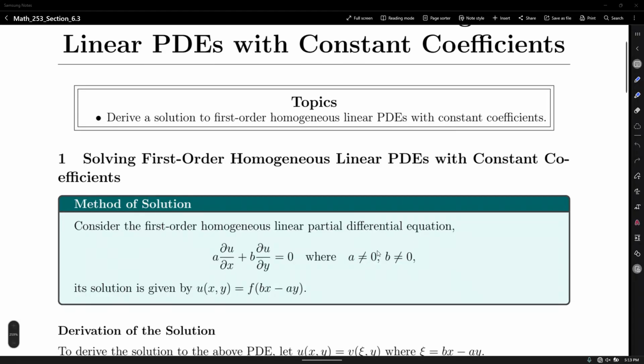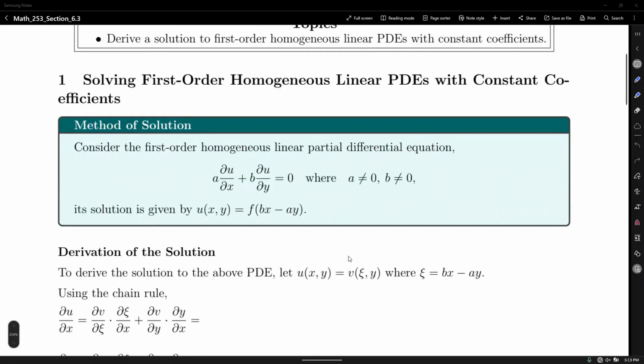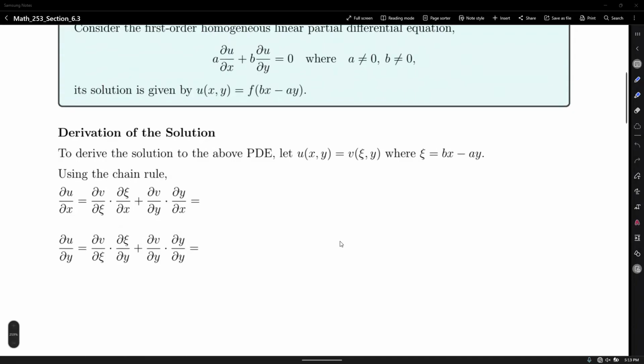So the solution, as you can see, is very boring here. It's just some function of bx minus ay. That's all it is. But the question here, how do we get this solution? Well, although we can solve this equation using separation of variables, I'm going to take a different approach. Okay, let me show you the derivation of the solution.